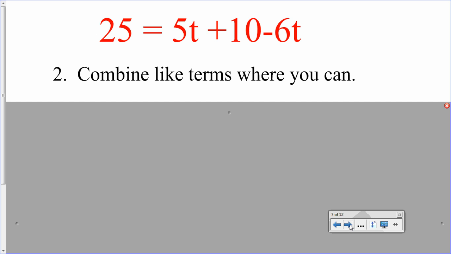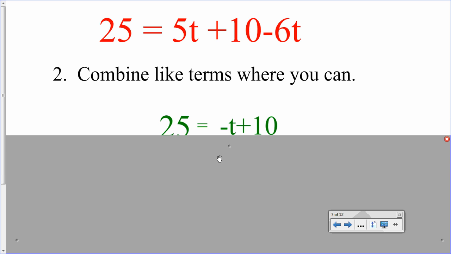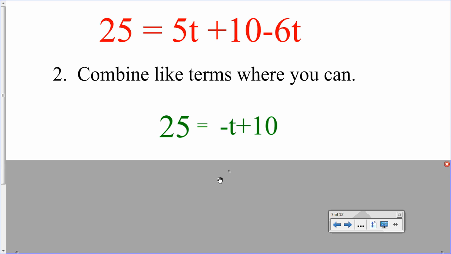Your next step is to combine like terms. This is what we ended up with on the last screen. Our like terms are 5t and minus 6t. When we combine them, we get negative t plus 10 is equal to 25. There's no other like terms on this side of the equation, so right now that's all we can combine.